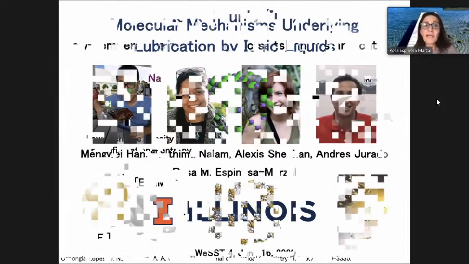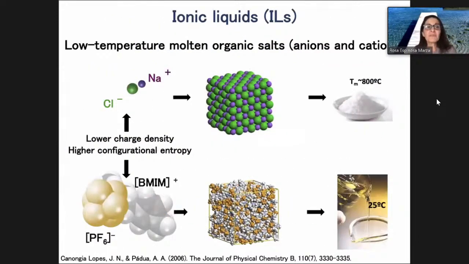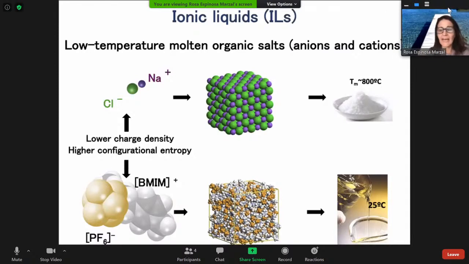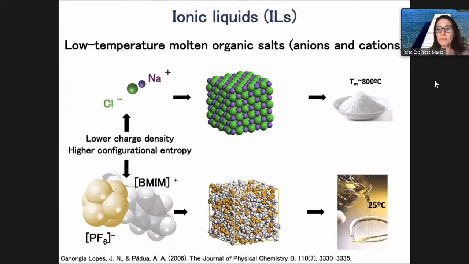For those of you that are not that familiar with them, ionic liquids are low temperature molten organic salts. That means they are composed of anions and cations, like for example, cooking salt, sodium chloride. In the case of sodium chloride, we have very strong Coulombic interactions between the ions so that they are arranged in a crystalline structure. And these crystals are solid at room temperature, and we need to heat up to 800 degrees Celsius to melt the salt, and then it becomes a liquid.